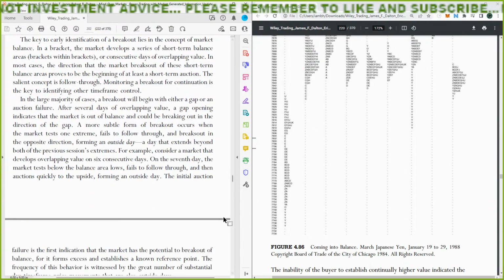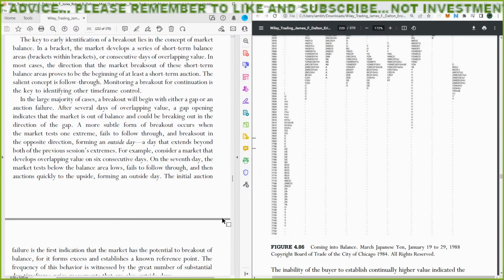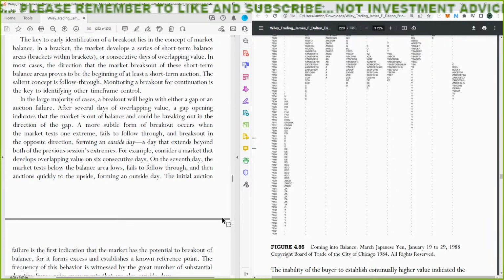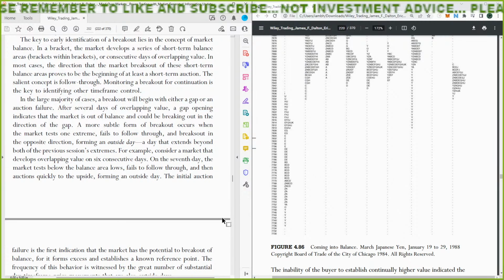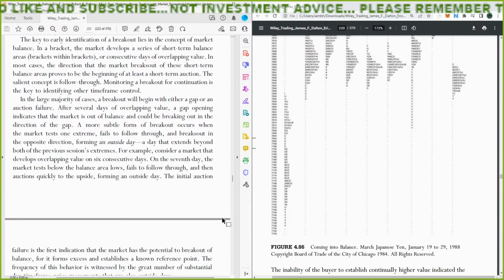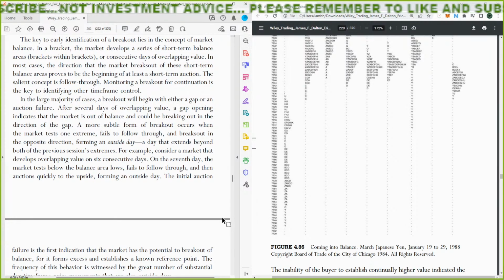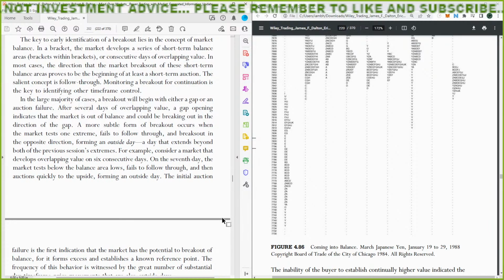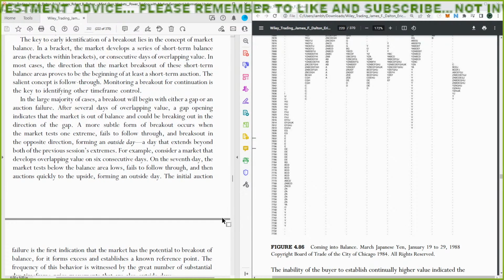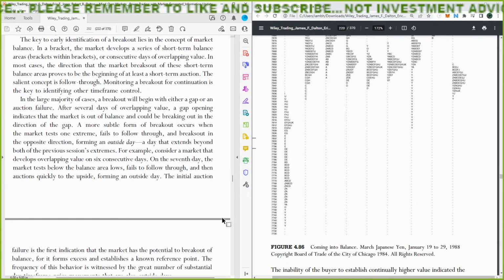In the large majority of cases, a breakout will begin with either a gap or an auction failure. After several days of overlapping value, a gap opening indicates that the market is out of balance and could be breaking out in the direction of the gap. A more subtle form of breakout occurs when the market tests one extreme, fails to follow through, and then breaks out in the opposite direction, forming an outside day, like today.